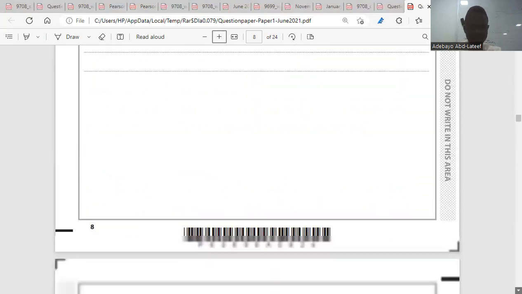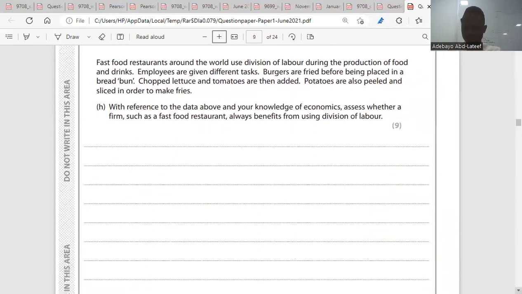Go to H. It said, fast food restaurants around the world use division of labor during the production of food and drinks. Employees are given different tasks. Burgers are fried before being placed in a bread bun. Chopped lettuce, tomatoes are then added. Potatoes are also peeled and sliced in order to make fries. With reference to the data above and your knowledge of economics, assess whether a firm such as fast food restaurants always benefit from using division of labor.